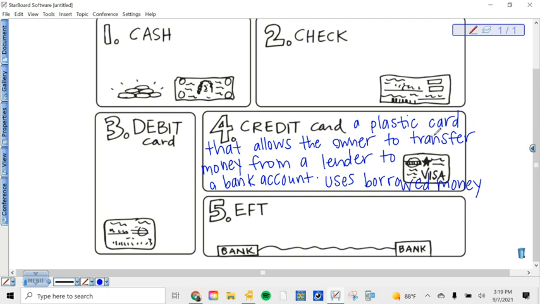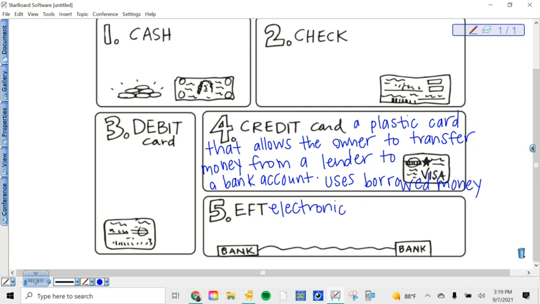Yeah, you can write right on it. I was trying to write on it like that. I know, I thought it would fit together like that, and it doesn't, unfortunately. I know. All right, and then EFT, what does EFT stand for? Electronic funds transfer. There you go.